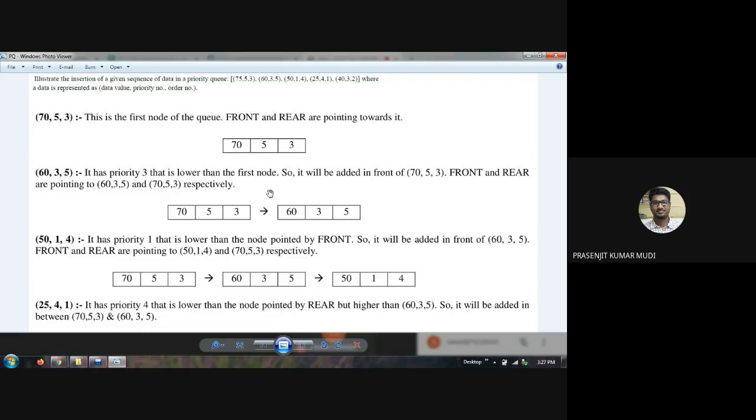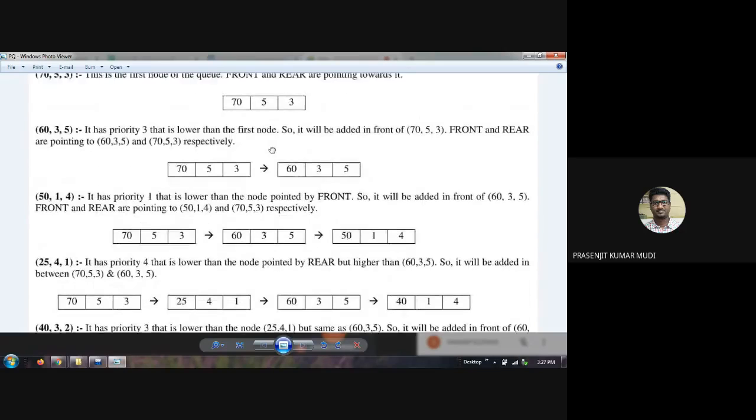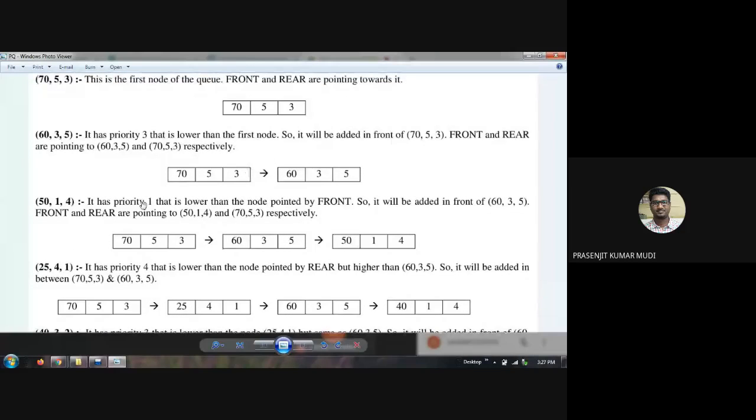Okay. The next element to be inserted is 50, 1, 4. It has a priority 1, and that is lower than 3. So straightforward, this element should be added in front of 60, 3, 5. So front should be pointing towards this 50, 1, 4, and rear as it is 70, 5, 3. This is the picture.